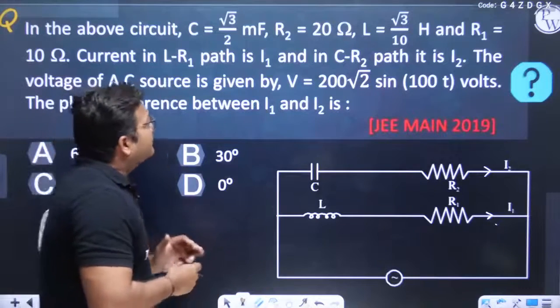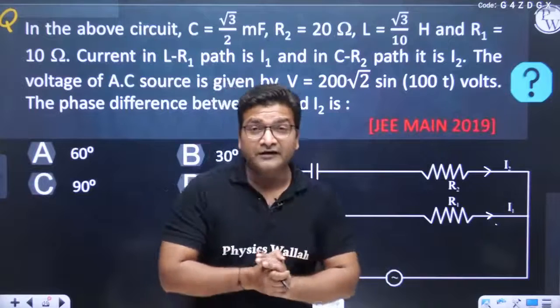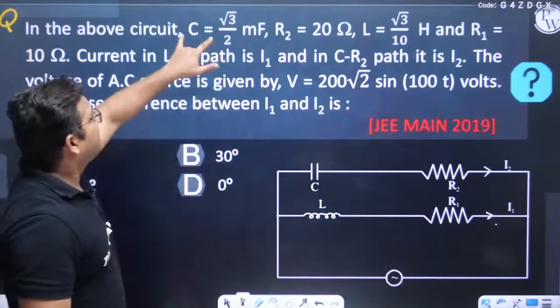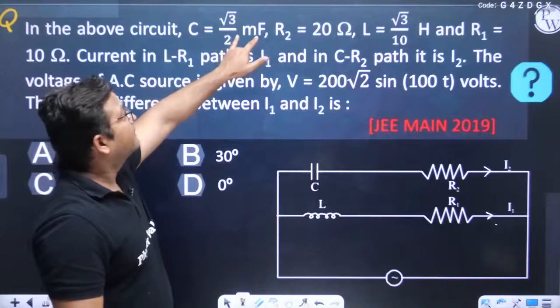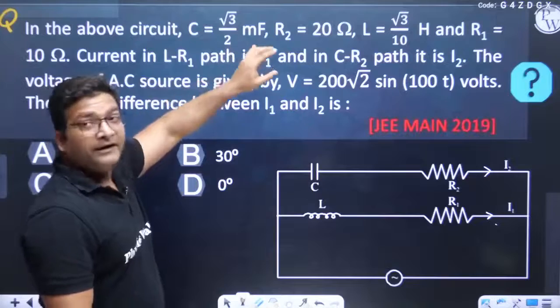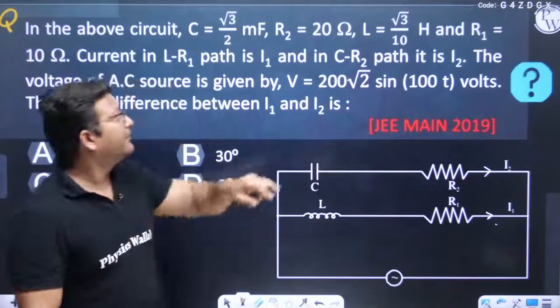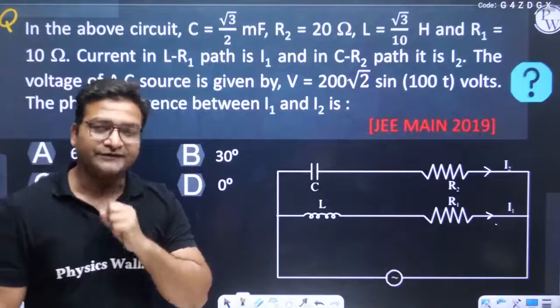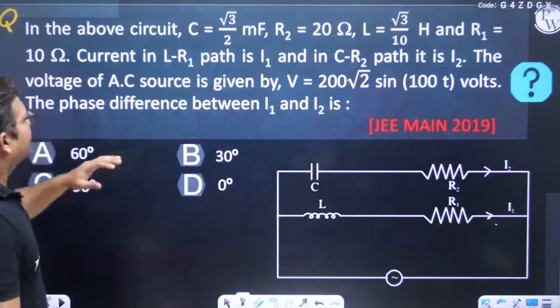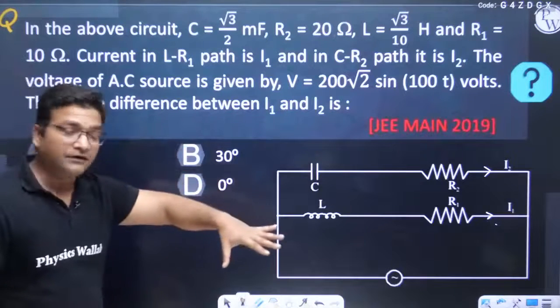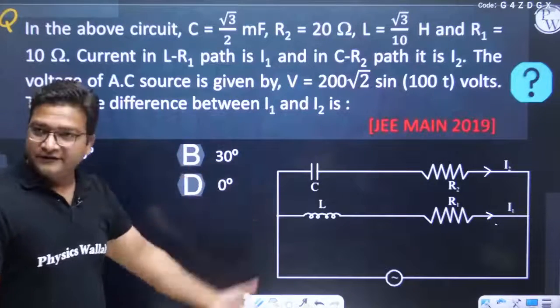Actually this question was declared as a bonus because here the value of C was given as root 3 by 2 microfarad. Okay, but I have made it correct by assuming it to be millifarad, and now the option will be chosen. So here let us analyze this circuit with the help of a phasor diagram.